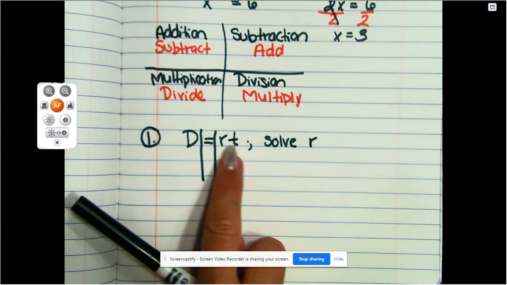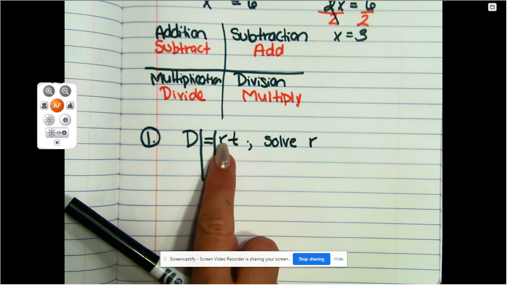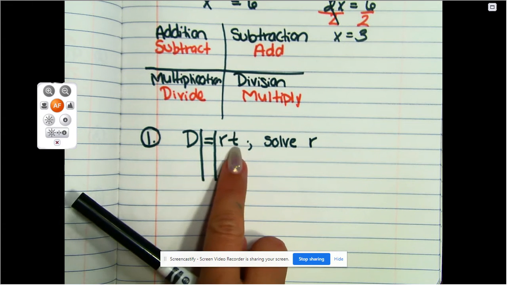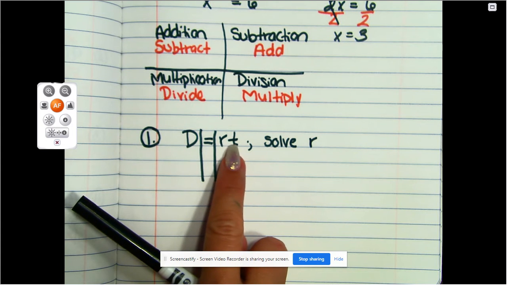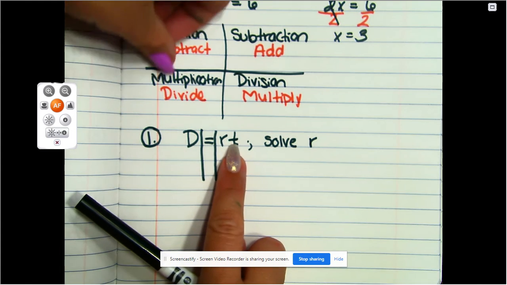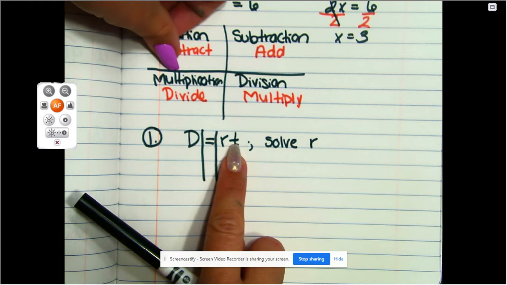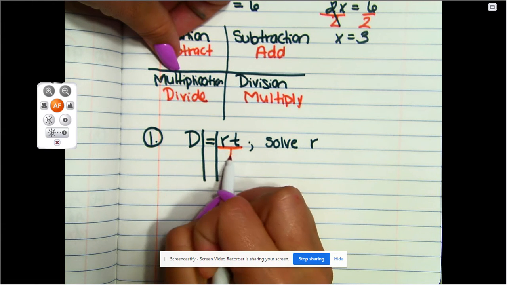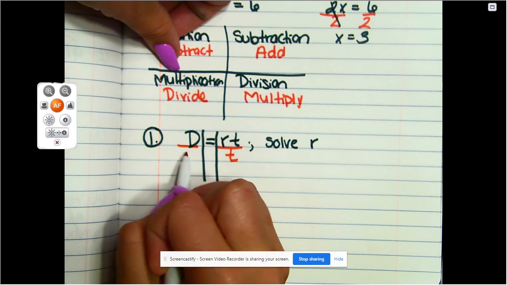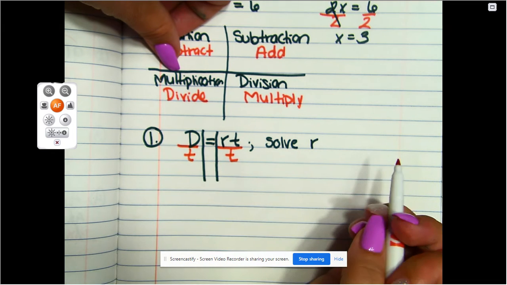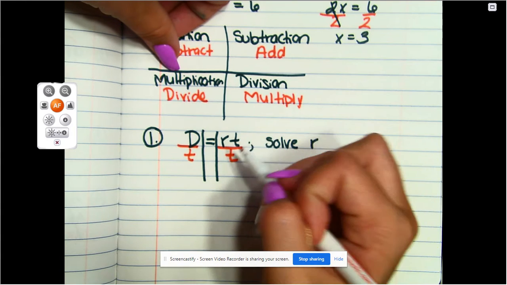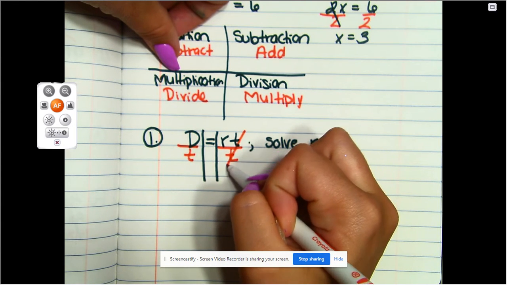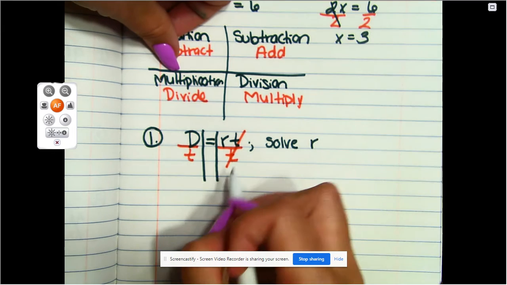That operation is multiplying. So in order to isolate or get R by itself, I need to undo, do the opposite, inverse my R times T. That's why we wrote, what is the opposite of multiplying? It's dividing. So I'm going to divide this side of my equation by T and this side of my equation by T. Same concept with numbers. Letters, they cancel as well. T over T simplifies. So you are only left with R.